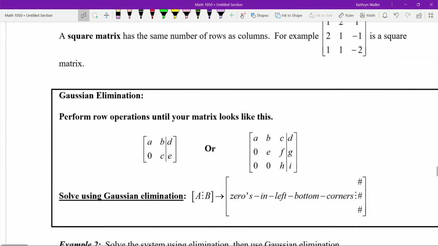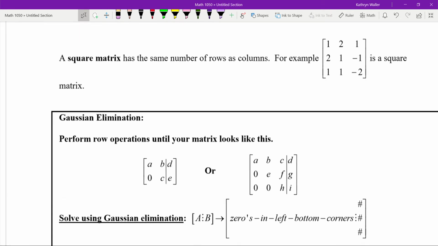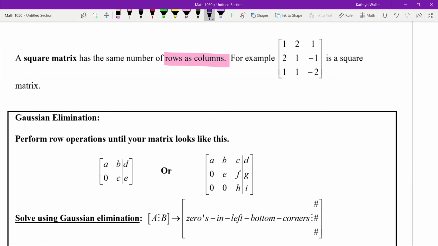All right. A square matrix, this actually came up a couple of times. A square matrix has the same number of rows as columns. So if you look going down, this has 3 rows and across has 3 columns. That's called a square matrix. It has to be a square.